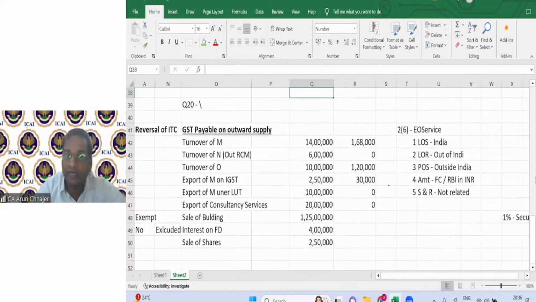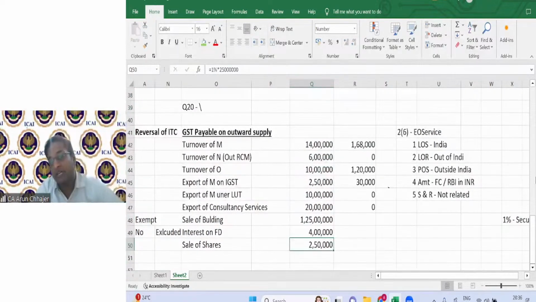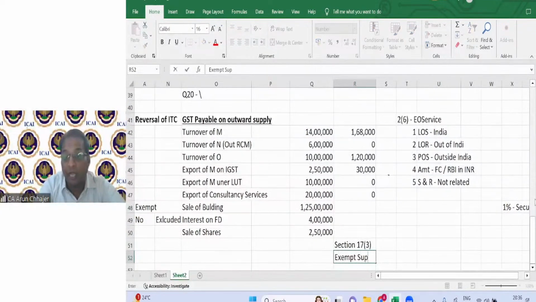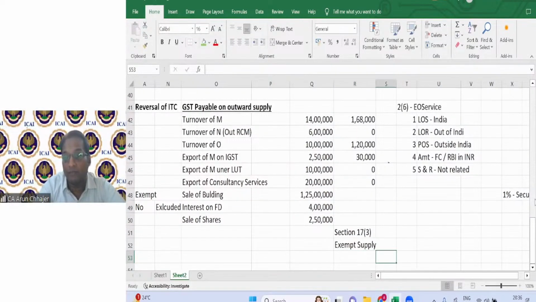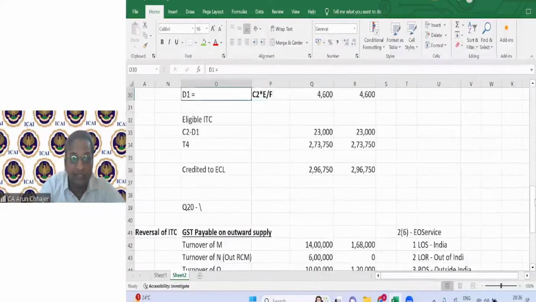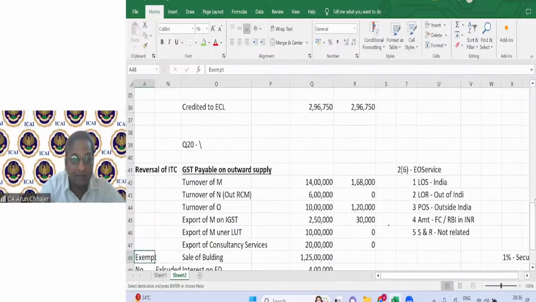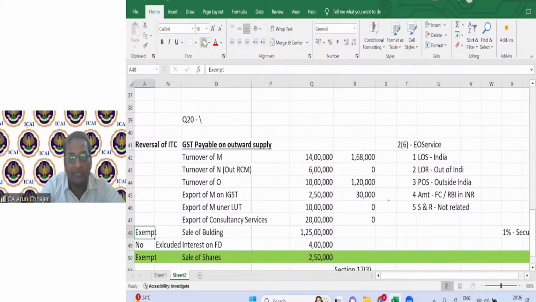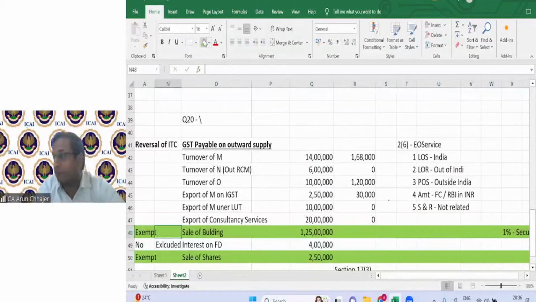Do we need to add anything? इसके अलावा भी मुझे कुछ ऐड करना है. फॉर द पर्पज ऑफ सेक्शन 17(3), how much is the exempt supply? Can you tell me? First is sale of share. Absolutely correct. Second is sale of building. Is there any other transaction which is considered as exempt supply?